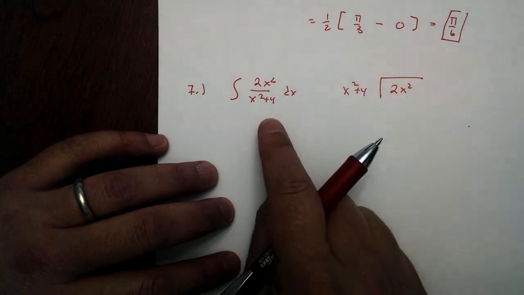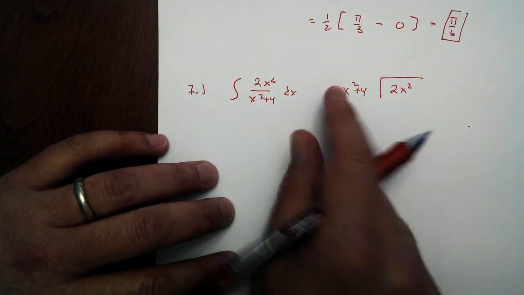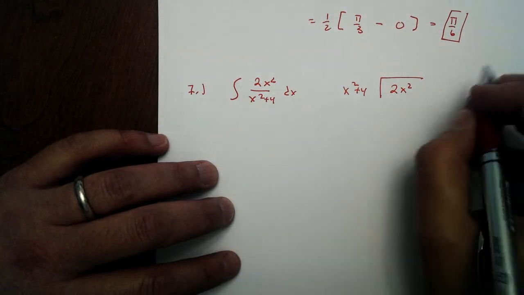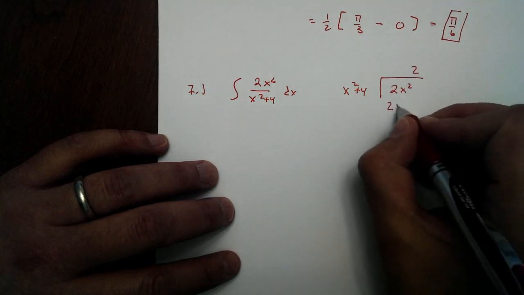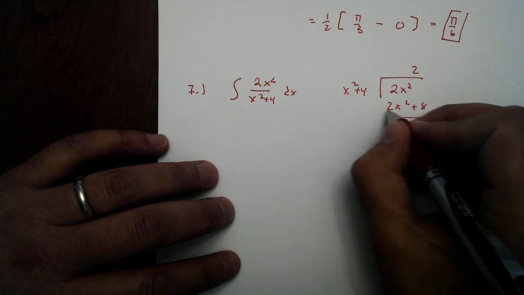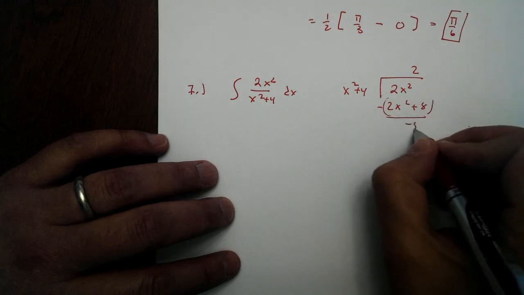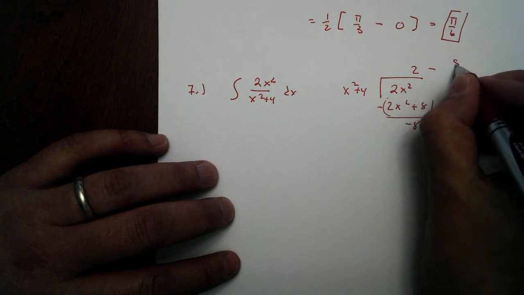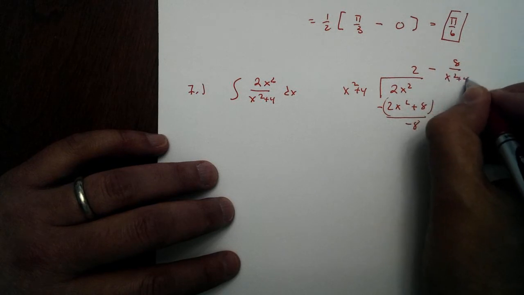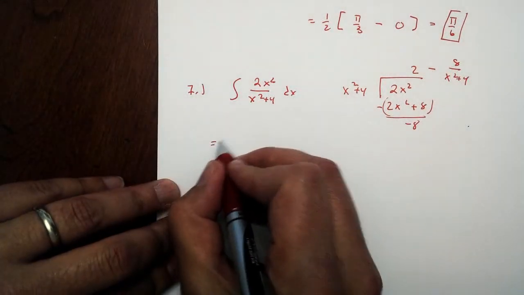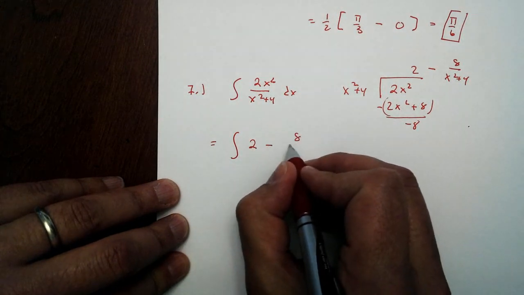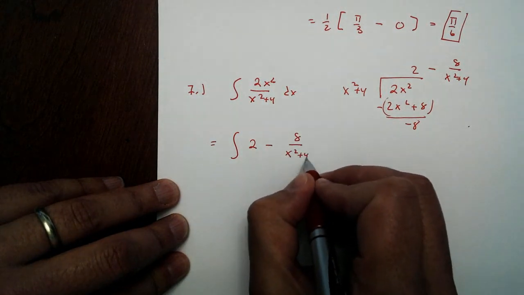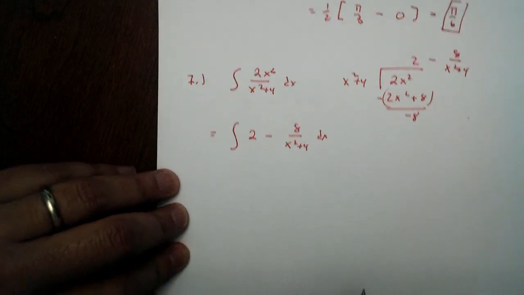You would get this the same way if I were to add 4 and then subtract 4. You'll get the same answer in the end. So if I divide it, I'm going to multiply by 2. I get 2x squared plus 8. I have to subtract, and I just get minus 8. So we get minus 8 over x squared plus 4. And that's going to allow me to rewrite our integral as the integral of 2 minus 8 over x squared plus 4 dx.